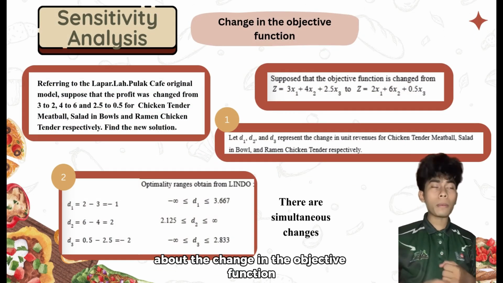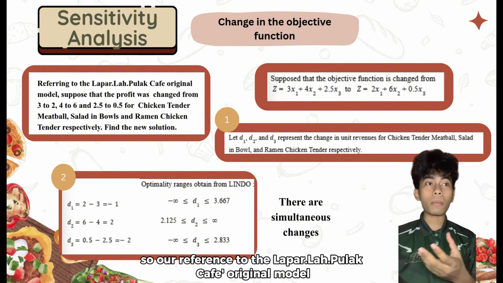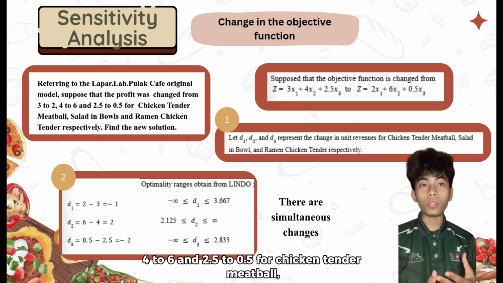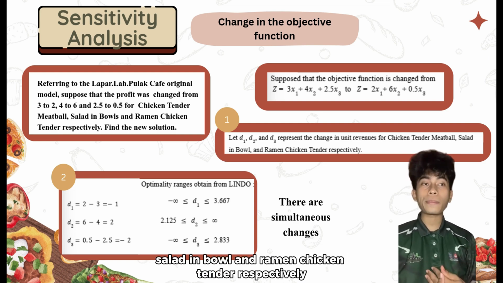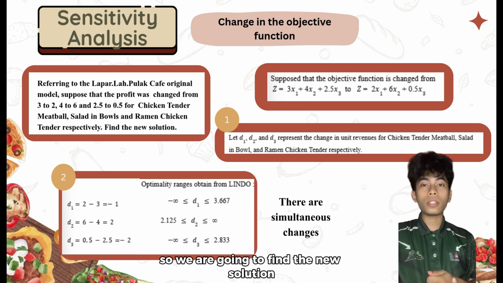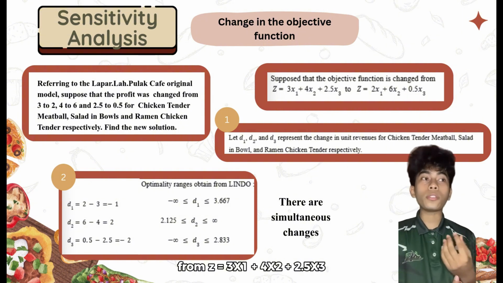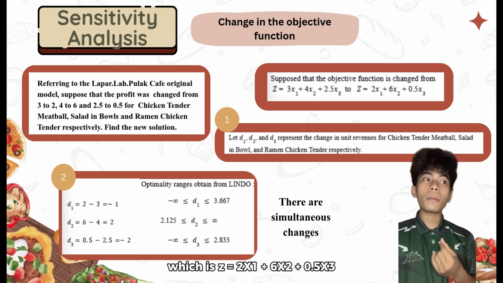So we are going to discuss the change in the objective function for sensitivity analysis. Referring to the Lapalapula Cafe original model, suppose that the profit was changed from 3 to 2, 4 to 6, and 2.5 to 0.5 for chicken tender meatball, salad in bowl, and ramen chicken tender respectively. So we are going to find the new solution. Suppose that the objective function is changed from z equals 3x1 plus 4x2 plus 2.5x3 to new z, which is z equals 2x1 plus 6x2 plus 0.5x3.